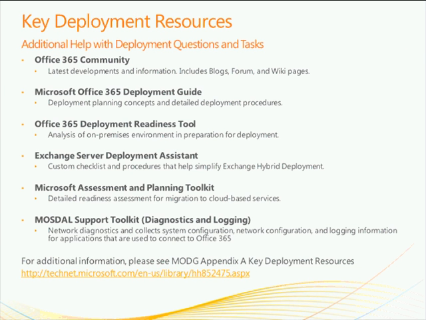So as we come to the top of the hour, nearing the end, there's some additional deployment resources that I'd like to point out to you. This list is available in the Microsoft Office 365 Deployment Guide, and I put a link to that at the bottom. I think I've talked about just about all of these resources, maybe not the Exchange Server Deployment Assistant. That's a tool that is essentially wizard-based, and it gives you a step-by-step configuration of how you might configure your hybrid deployment scenario with Exchange 2010 on-premises or Exchange 2003 on-premises.